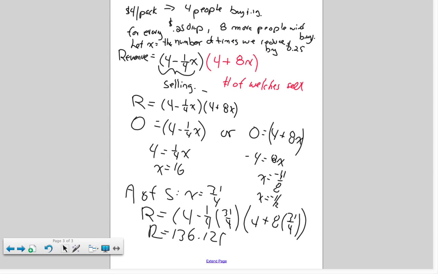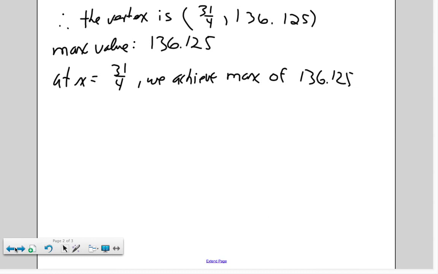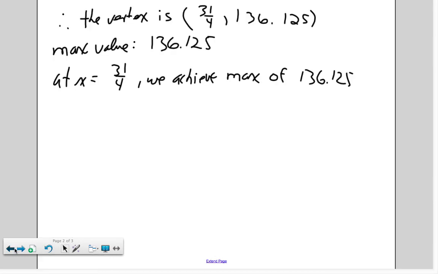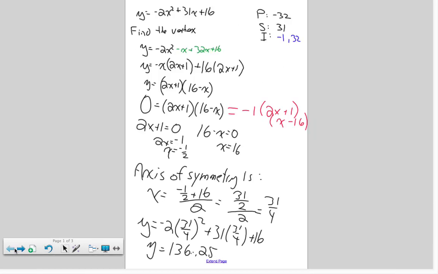Michael, I had a question about axis of symmetry. How do you get 31 over 4? Same way we got over here. This factors to the same thing. Notice that it factors to the same thing? All I did was take out the two groups. It factors to the same thing.